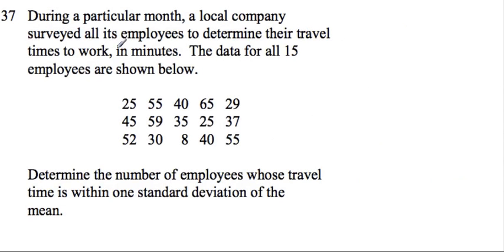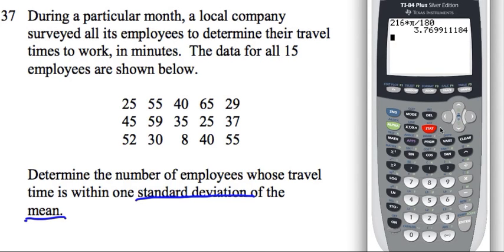Alright, number 37. During a particular month, the local company surveyed all its employees to determine their travel time to work in minutes. Okay, so these are the travel times in minutes. Determine the number of employees whose travel time is within one standard deviation of the mean. So we need to find the standard deviation and the mean. The way we can do that is put the data into the statistics. So here, edit stat. I'm going to clear that.